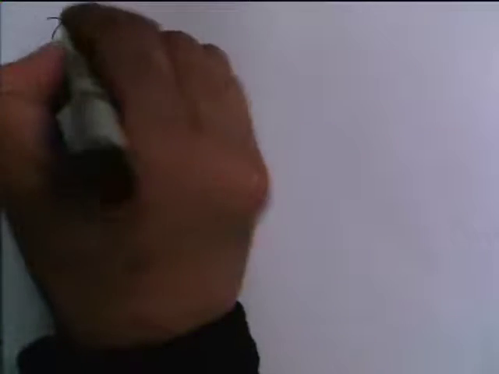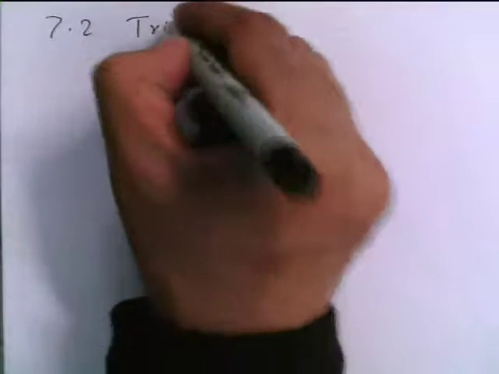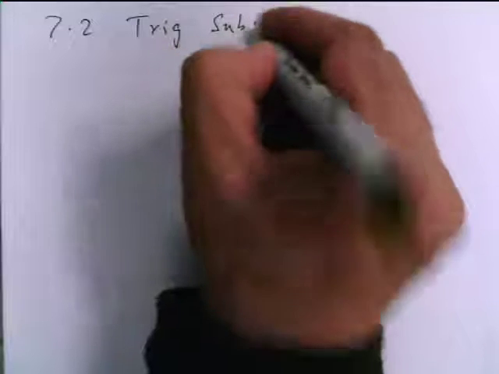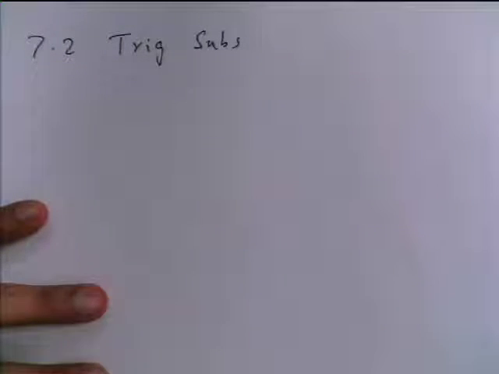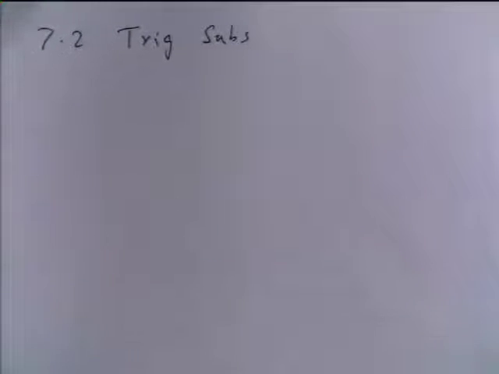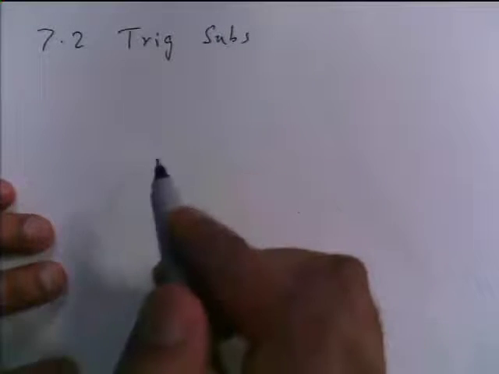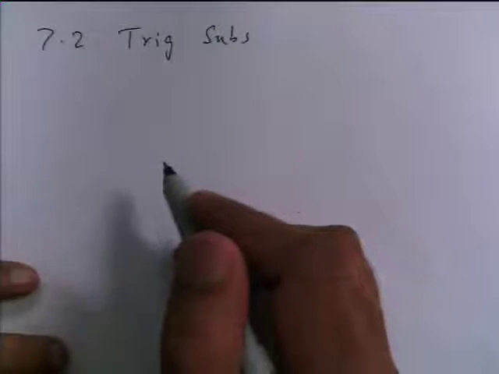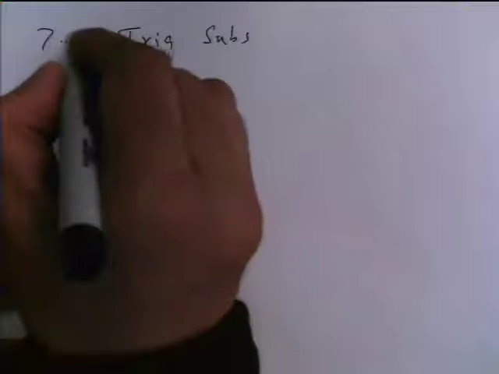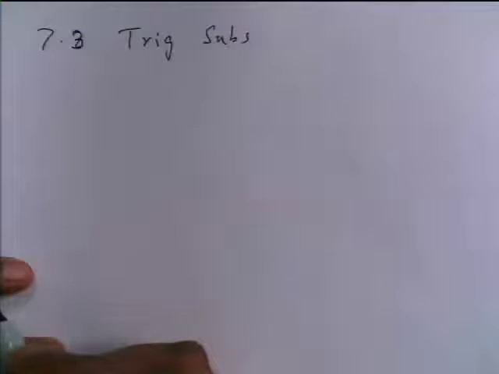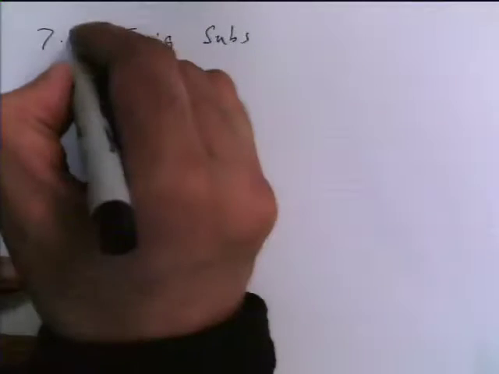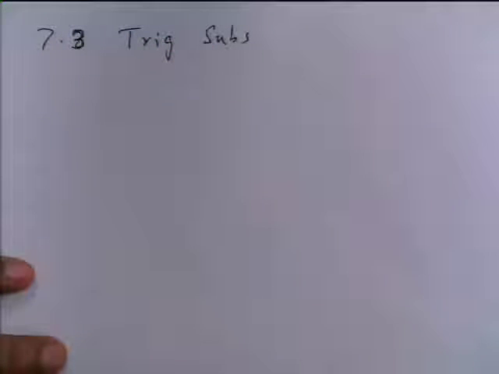So before we start, so what we try to do are trigonometric substitutions. Trigonometric substitution. Is it 7.2 or 7.3? 7.3. I don't want to go out of 7.2. It looks like. Let's go to 7.3. Okay.